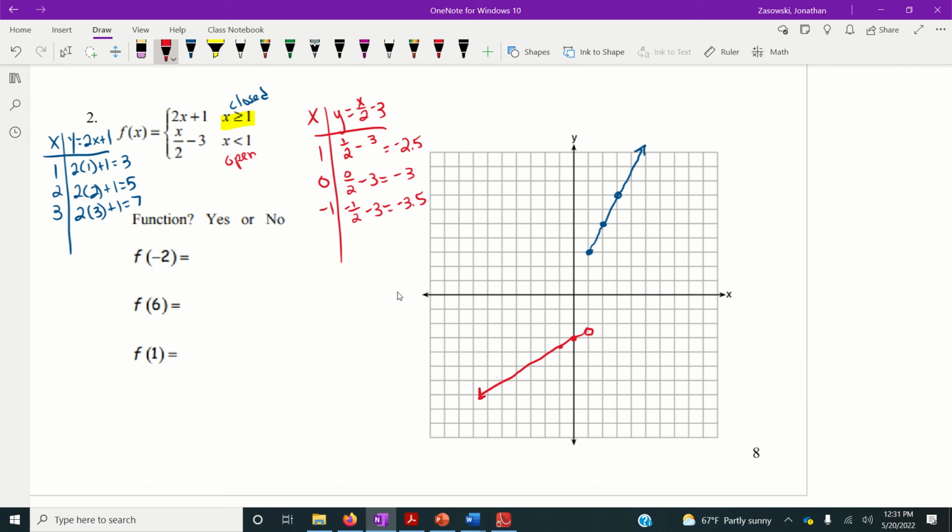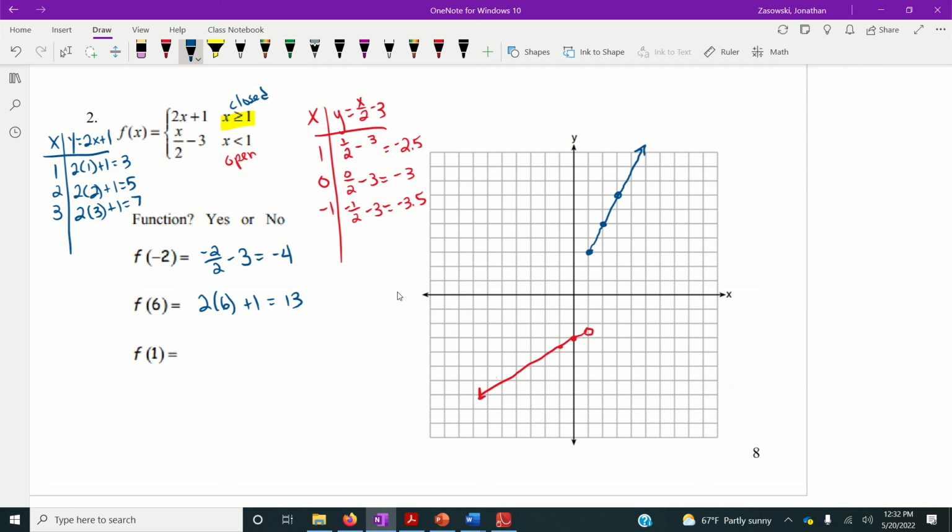So how do we evaluate? Remember, the number inside is what we're plugging in for x. We have to choose our inequality. So if we use negative 2, that's less than 1. So we're going to do negative 2 divided by 2, which is negative 1, minus 3, and that gives us negative 4. Okay, if we're going to plug in 6, 6 is greater than 1, so that means we're going to get 2 times 6, which is 12, plus 1, so that's 13.